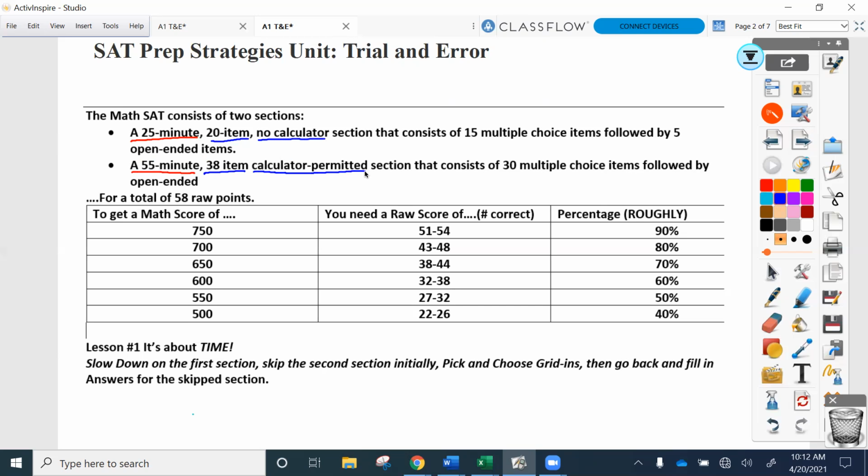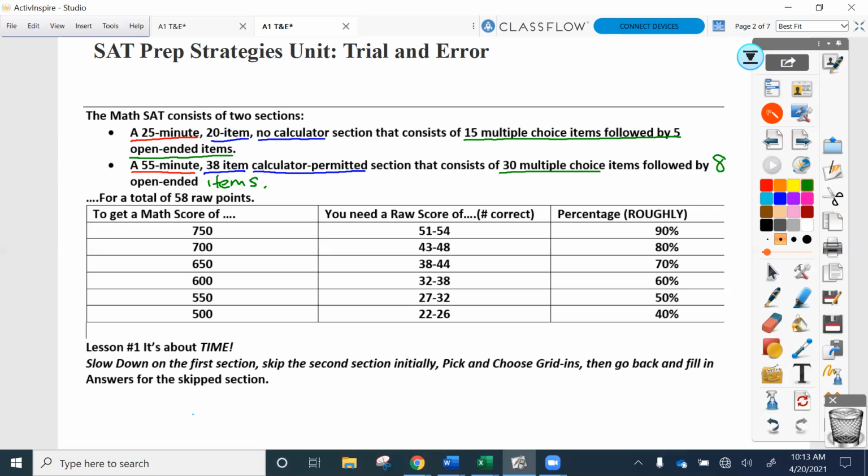Of the 20 questions on the 25-minute test, 15 are multiple choice and 5 are open-ended, meaning they're not multiple choice. They're what we call grid-in problems, where you have to come up with an answer yourself. On the 55-minute test, out of the 38 questions, there are 30 multiple choice, followed by 8 open-ended items. It's good to know what's on the test because it's good to know how much time you have left and the problems that you should skip over.